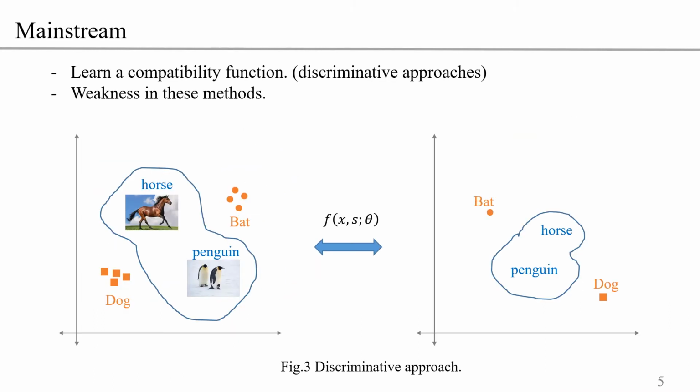One of the most popular methods is to learn a compatibility function between image embedding and semantic embedding using seen class samples. We also call these discriminative approaches. But the weakness of this method is that F is only trained by seen classes, which leads to a weak generalization ability of the model during testing.